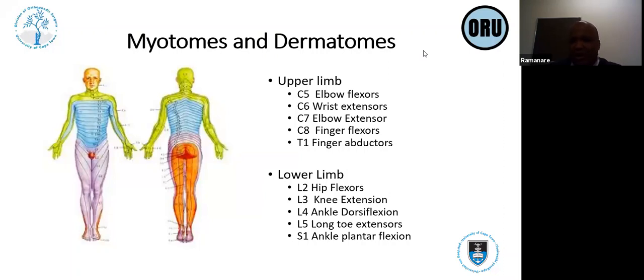Myotomes, as you know, are written there: L2, hip flexors. You pick the strongest myotome that's relevant to that region. Hip flexors, L2; knee extension, L3 and L4; ankle dorsiflexion, L4; long toe extensors, L5; and ankle plantar flexion, S1. So that helps you already map, and by just your history and your examination, you already know where you expect the lesion to be.